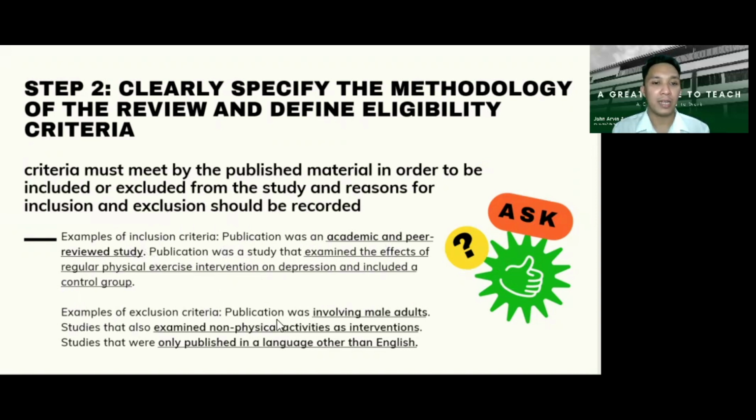While the exclusion criteria examples are: publication was involving male adults, studies that also examined non-physical activities as interventions, and studies that were only published in a language other than English. So those are the exclusion criteria, in which it only involves male adults, it also examined non-physical activities, and English is the only language that is being used in this particular study.